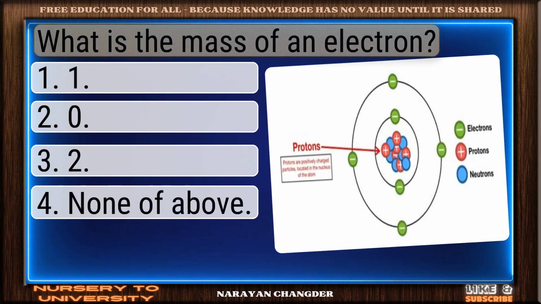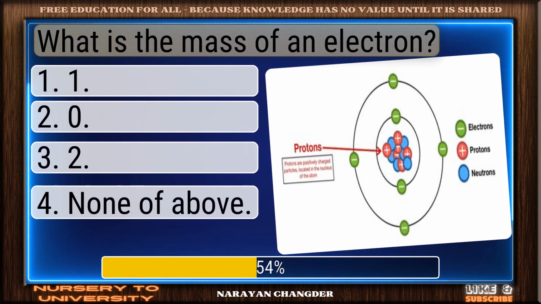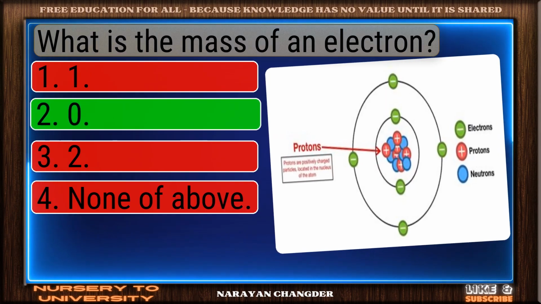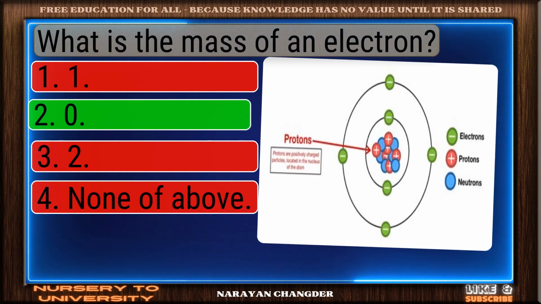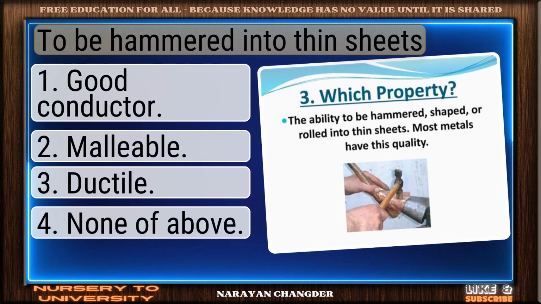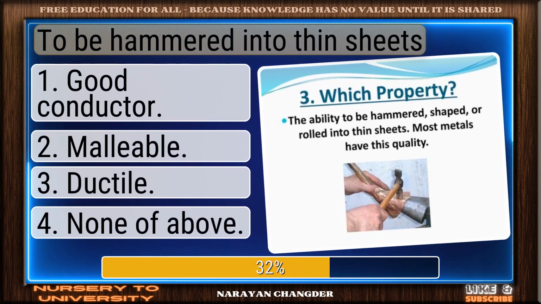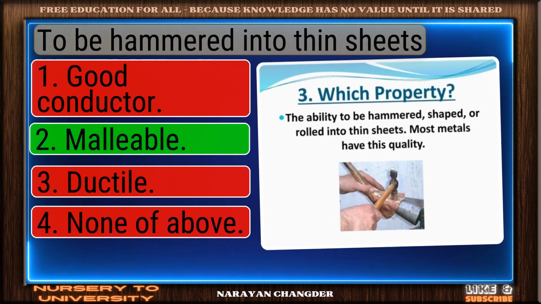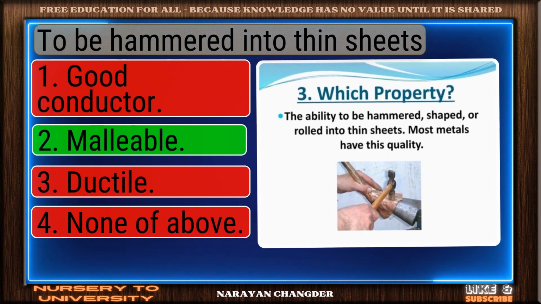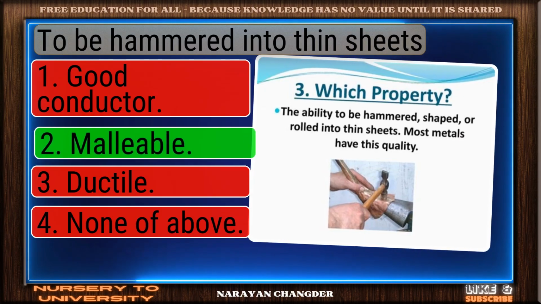What is the mass of an electron? Excellent choice. Zero is the right answer. To be hammered into thin sheets. Nicely done. Malleable is a solid answer.